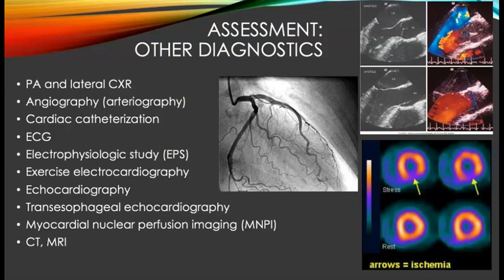A transesophageal echocardiography, or a TEE, is an alternative way to perform an echocardiogram, which is a specialized probe that contains an ultrasound at its tip. It's passed into the patient's esophagus so they can evaluate the cardiac function.